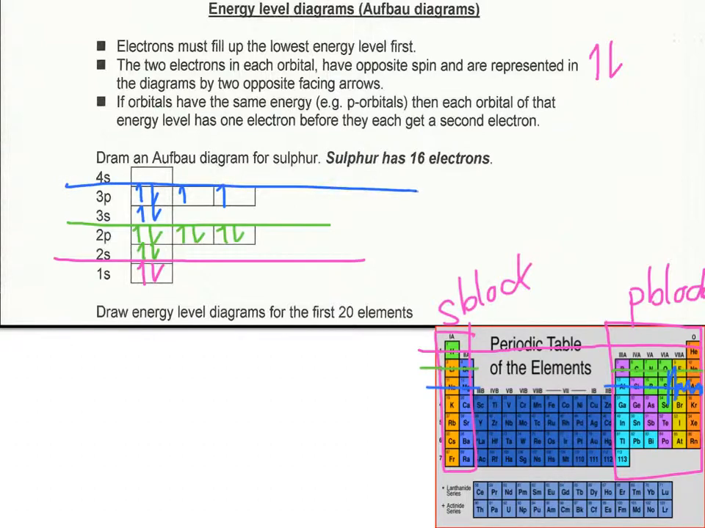So this third energy level is exactly the same as the third period. The second energy level, the second period. The first energy level is the first period. And then the fourth energy level is going to be the fourth period on the periodic table. And you only need to know the first 2. So that's the end of that story.